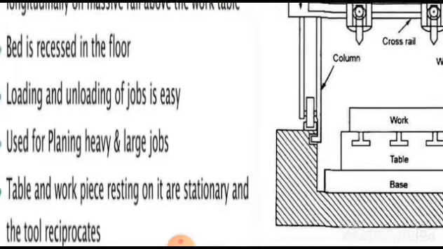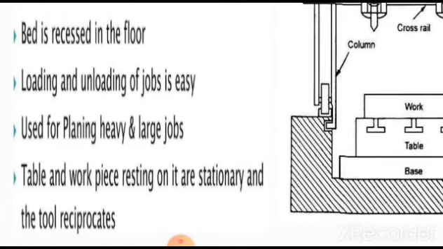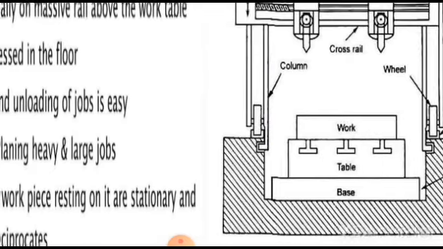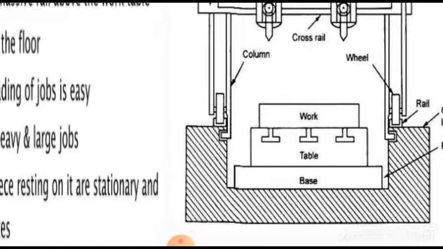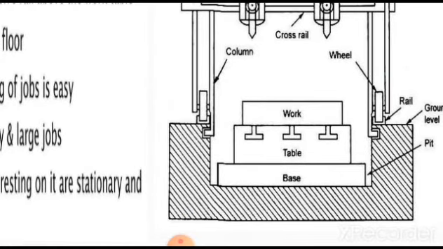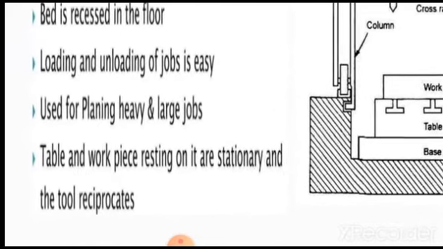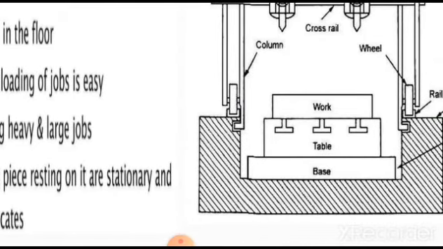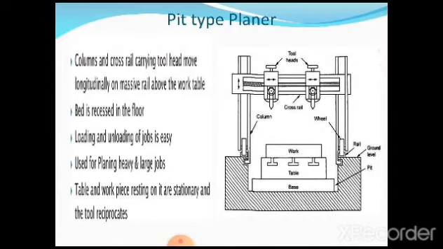Table and workpiece resting on it are stationary, and the tool reciprocates. Here exactly it is reverse. Try to understand now: the table and workpiece resting on it are stationary, and the tool reciprocates. It is as good as a shaper. So here we require to give the movement to the tool only. The movement is given directly to the tool itself. That is the main working principle of a pit type planer.